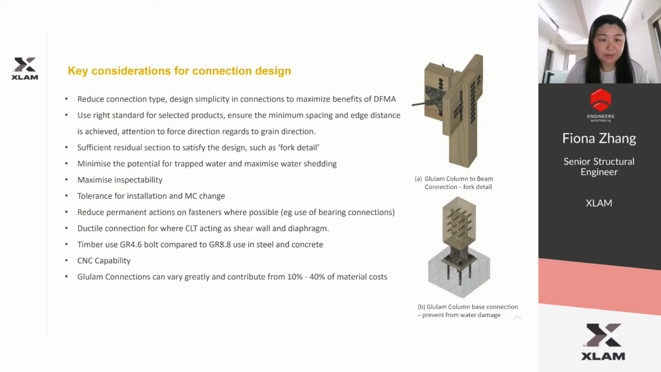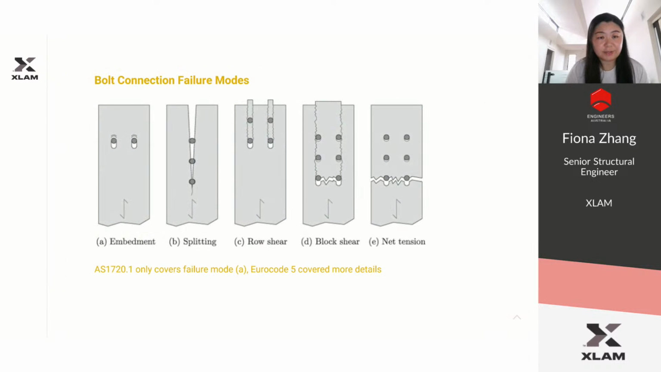We need to consider the CNC machine capability. The glulam connection can vary greatly and contribute from 10% to 40% of the material cost overall. Now this is another example of a glulam bottom base connection. We're trying to prevent the issue of water trapping. Let's come to see the bolted connection failure modes. The embedment failure is covered by Australian Standard 1720.1, while Eurocode 5 covers more detail. You can see there's splitting, row shear, block shear and net tension. Especially block shear, you probably wouldn't consider for concrete and steel design.